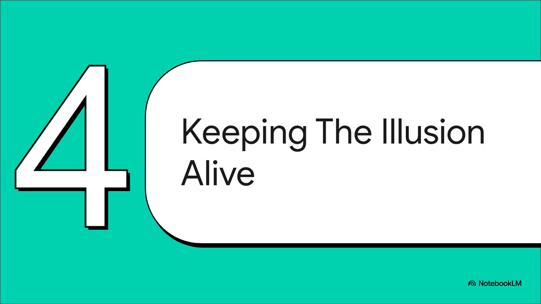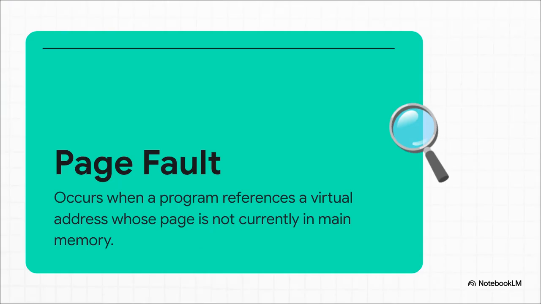So, what happens when the program needs a page that isn't on the desk? That's when something called a page fault happens. Now, it sounds like an error, but it's not. It's actually a totally normal part of how this all works. It's basically the program raising its hand and saying, "Hey OS, I need that page from the bookshelf." The OS then just pauses the program for a split second, finds the page it needs on the disk, and brings it into an open spot in RAM.